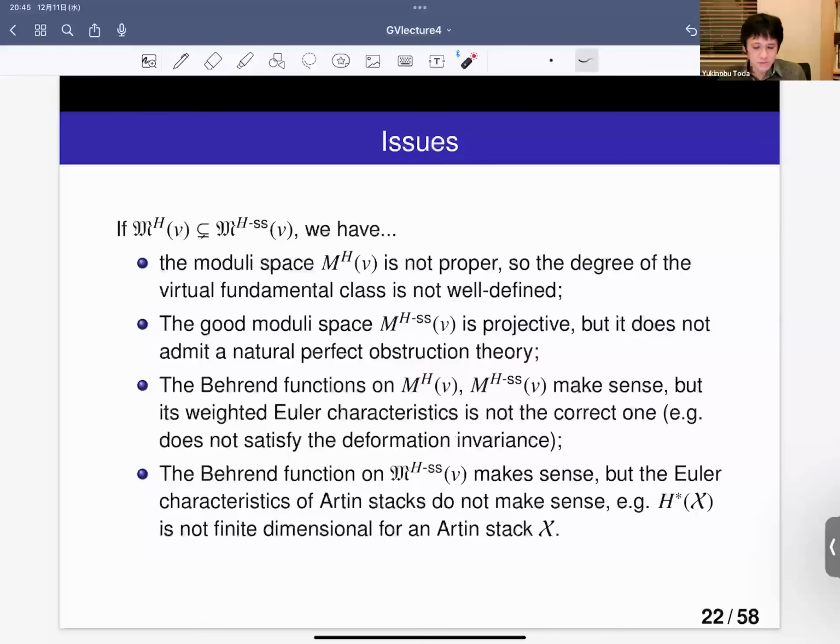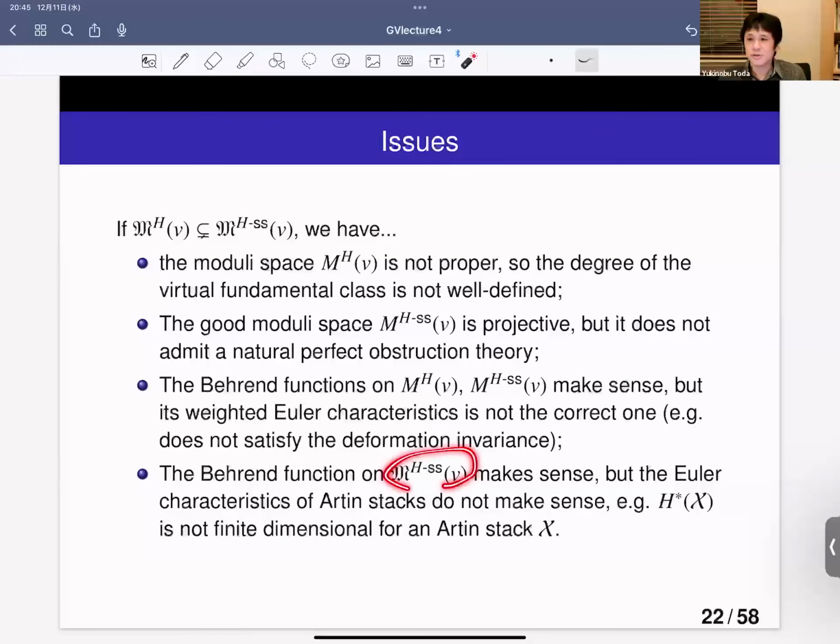So the issue that this is not given by a critical locus is that this is just a good moduli space, not a moduli stack. So instead, let's consider the moduli stack. Then we can show that this is again given by a critical locus locally, and also the Behrend function on it makes sense to consider. However, the issue is that the Euler characteristic of Artin stacks does not make sense in general.